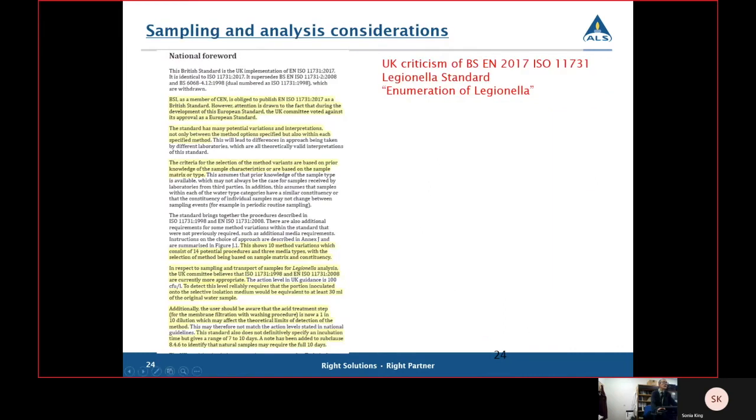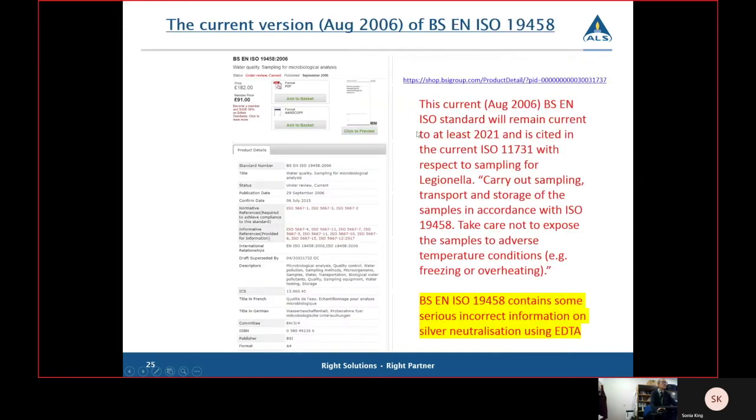And you can see if you read this, we have got the main problem we've got here. This is not so much a method; it's a guideline document. The standard has many potential variations and interpretations, not only between the method options, but between each specified method. So I'll let you read that at your leisure if you download the PDF. And you can see that the UK has severe reservations about this standard, and this is an international standard that probably won't get revised for another 5 years.